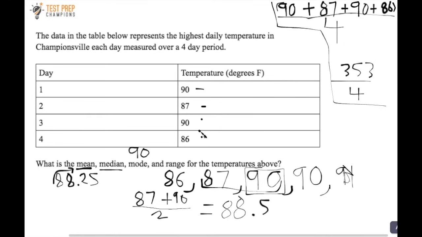And the range really should be the easiest. You just take the biggest number, which is 90, and the smallest number, which is 86, and you just subtract them. 90 minus 86 is simply 4. So that would be your range.